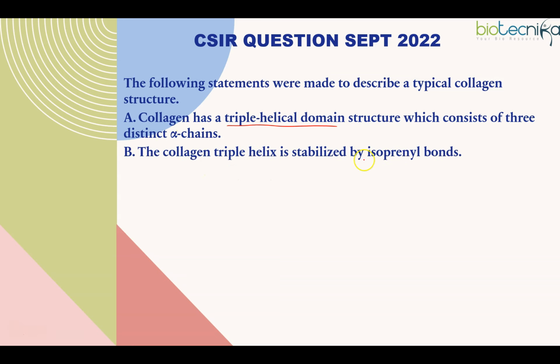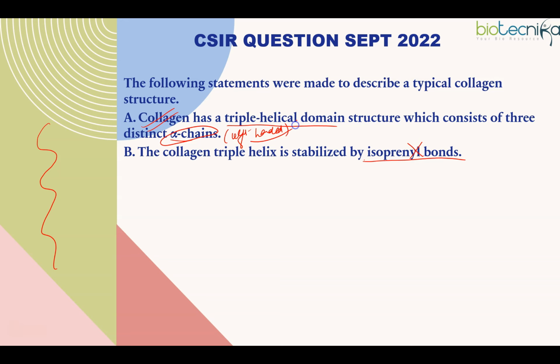Now, "collagen triple helix is stabilized by isoprenyl bonds." That is not correct, because first of all, collagen has these alpha chains. These alpha chains are not alpha helix, because alpha helix is right handed, but these alpha chains are left handed. Again, a detail concept.